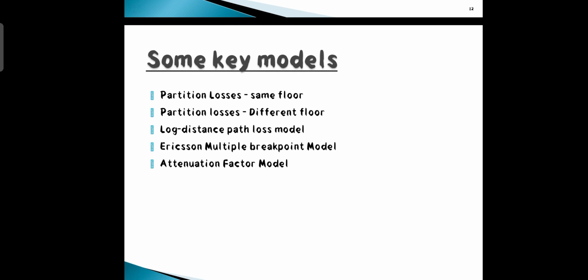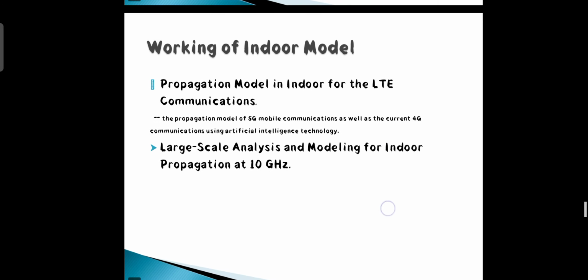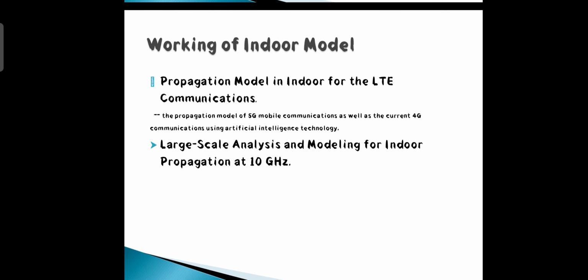These are some key models. First, partition losses in the same floor and partition losses in different floors, the log distance path loss model, the Ericsson multiple breakpoint model, and the attenuation factor model. And the latest work on indoor models: the propagation model in indoor for long term evolution communication, the propagation model of 5G mobile communication, as well as current 4G communication using artificial intelligence technology. And the second one is large scale analysis and modeling for indoor propagation at 10 gigahertz.